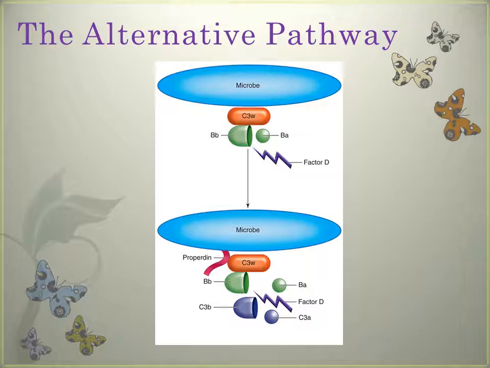Here's another look at the alternative pathway where we have a microbe. We have C3 that's been activated by water. And so then we have the interplay between factor B and factor D. And attached to the microbe membrane then also is the molecule known as properdin. And when we're said and done, we end up with a molecule that has C3 convertase-like activity. And so once we get to that, then it proceeds to the membrane attack complex.